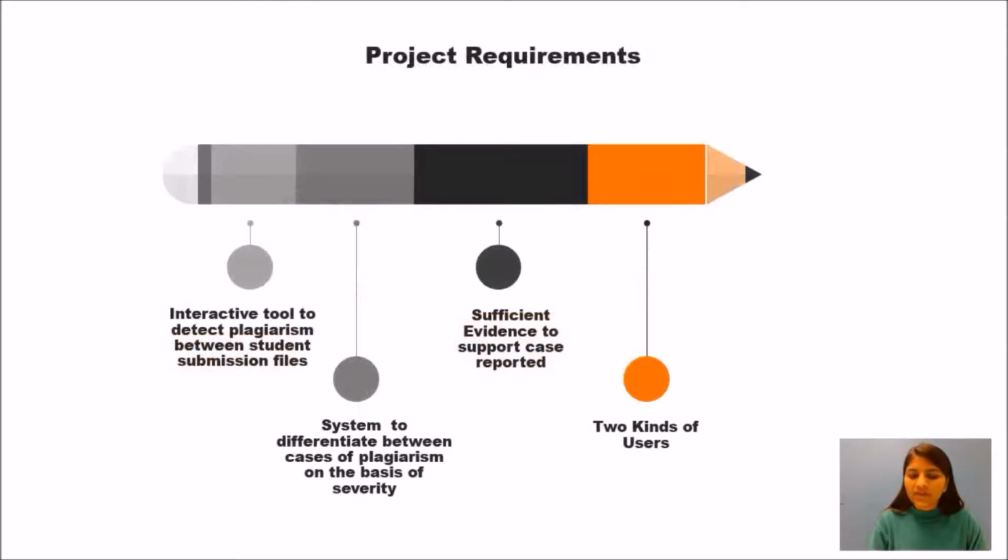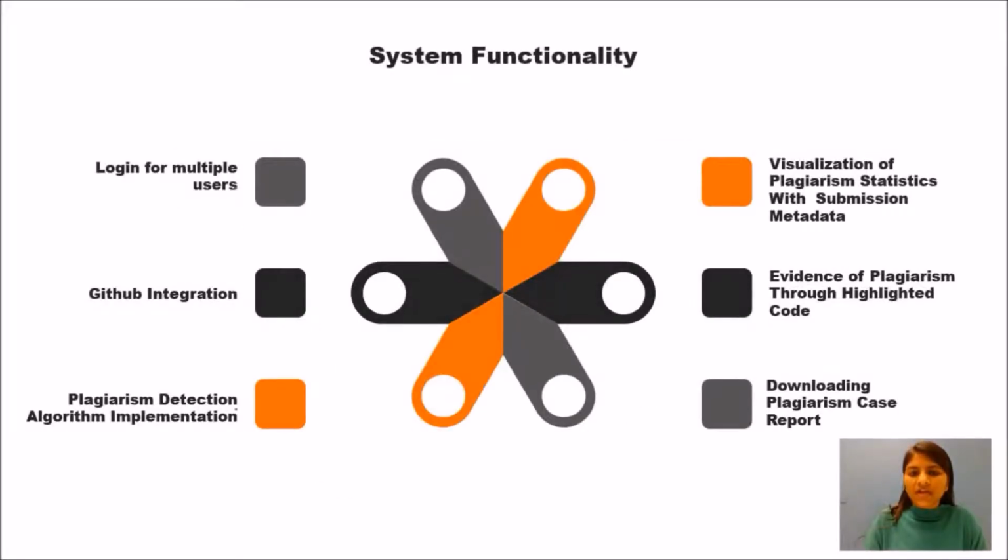We were required to develop an interactive tool for two types of users to detect plagiarism in student submissions. The software should also segregate plagiarism cases on the basis of severity as well as provide evidence of the same. How much system functionality have we achieved so far in our application?